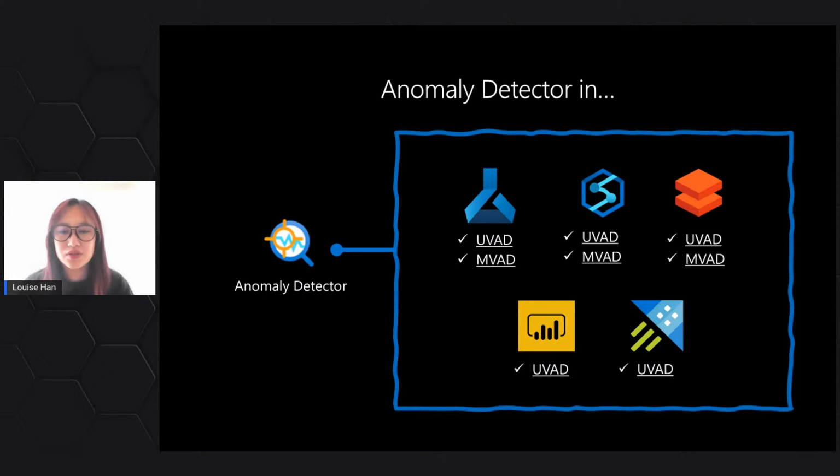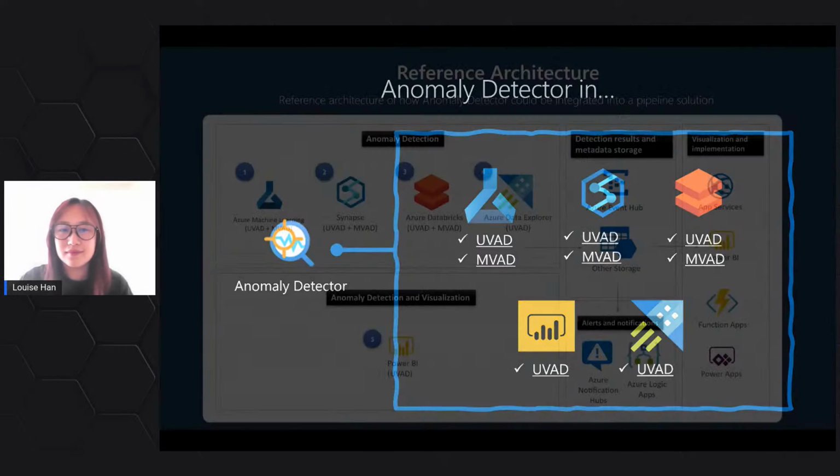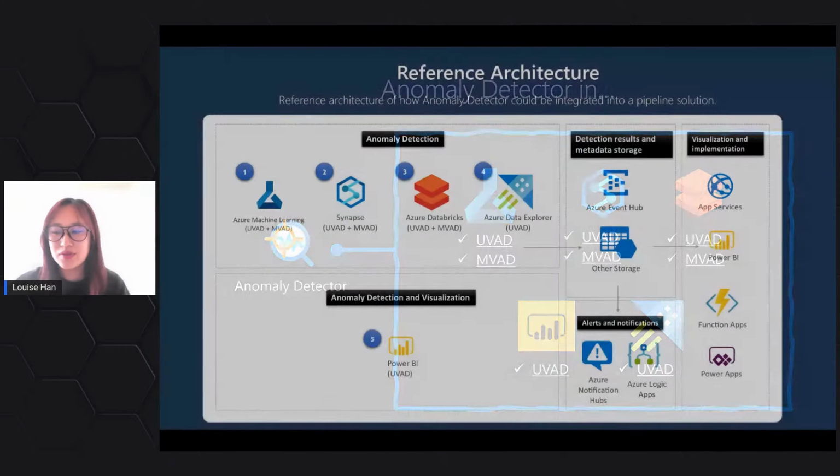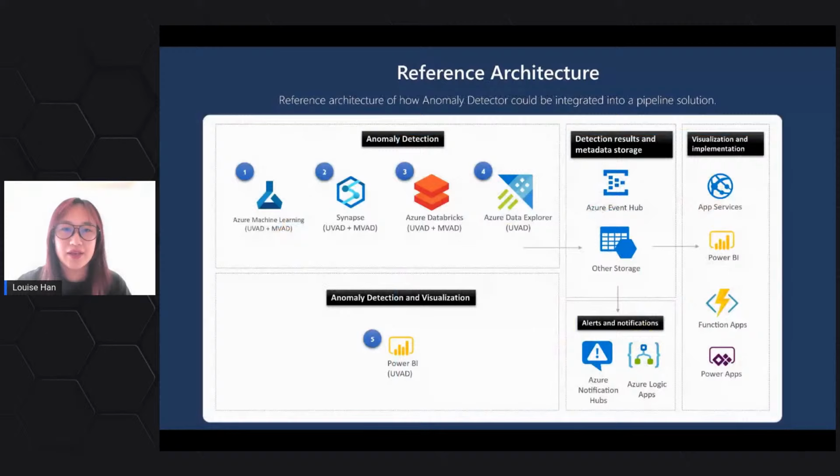And for the last two, Power BI and Azure Data Explorer, currently they support univariate anomaly detection, but multivariate is work in progress. So you can also stay tuned in our community, and I will share more details. As for how and where you can use them, I give you a reference architecture of them.